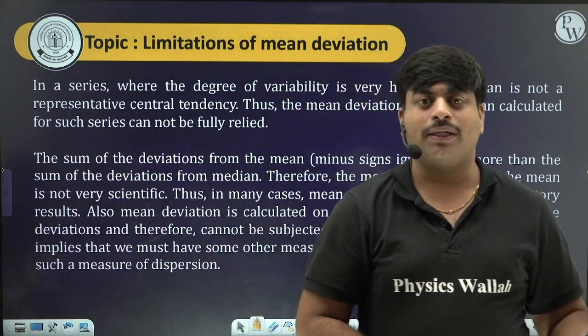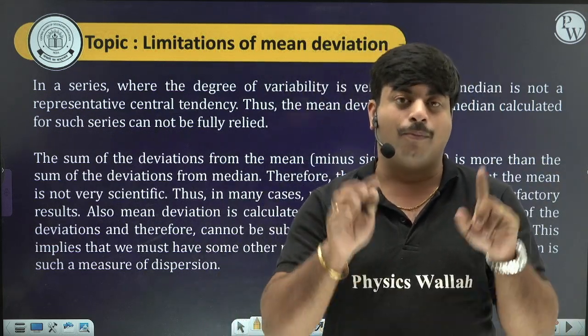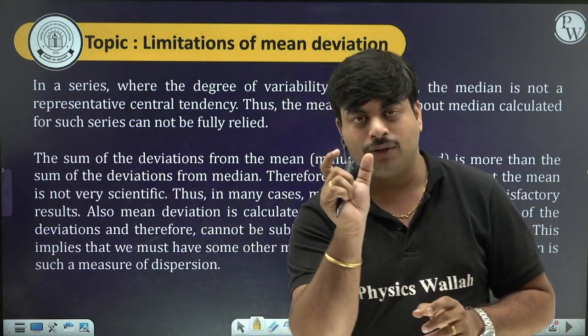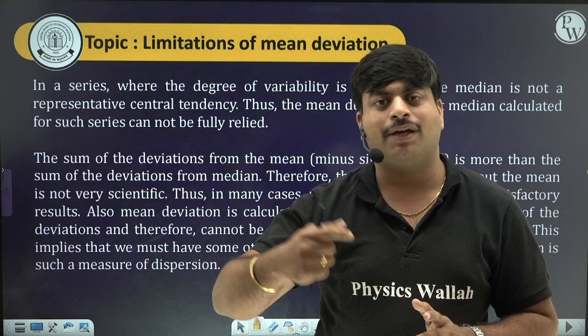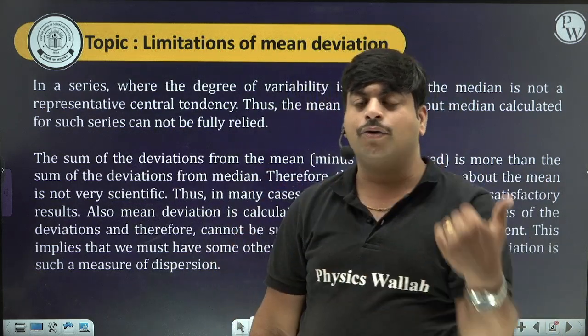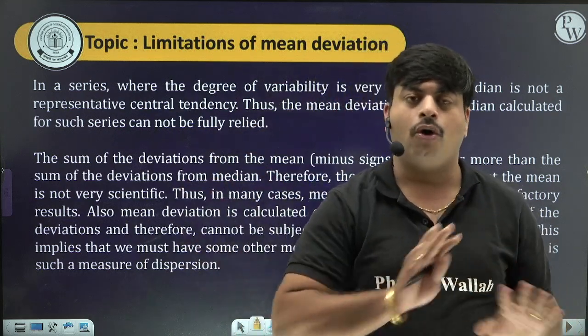And then to avoid that and to get some information about the data, we went for the modulus or the absolute values of those data. And from there, we discussed mean deviation about mean, about median, for ungrouped data, for grouped data, for discrete frequency, for continuous frequency, all this we have discussed.